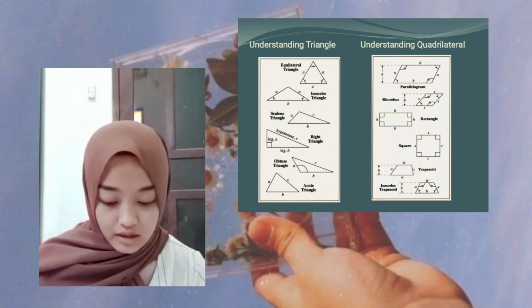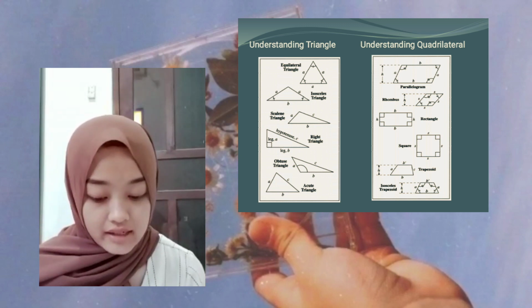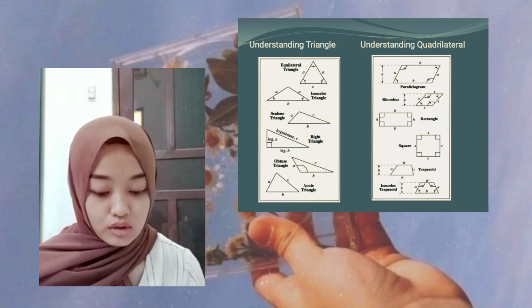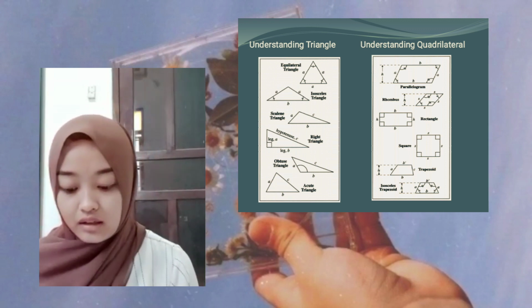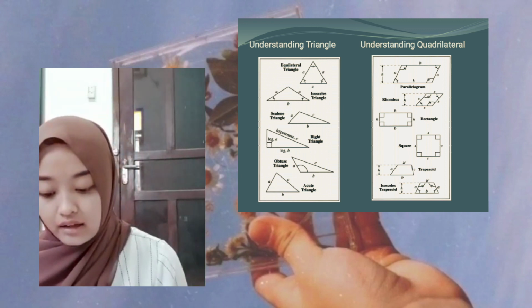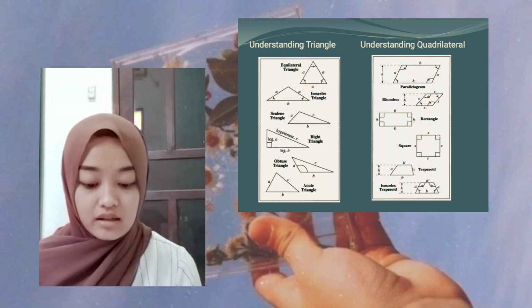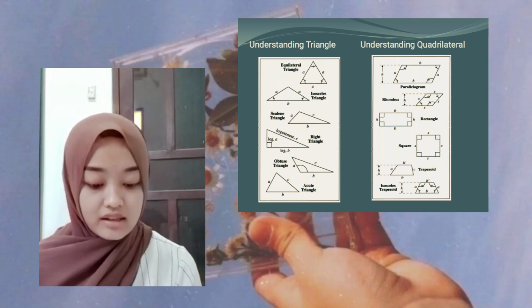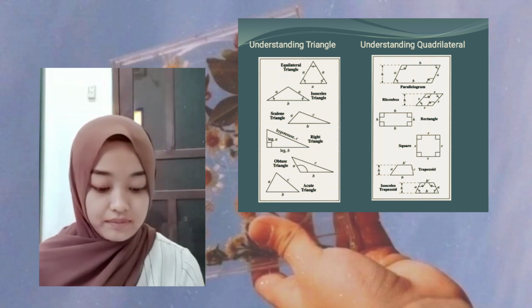5. An obtuse triangle has one obtuse angle. 6. An acute triangle has all acute angles, less than 90 degrees.